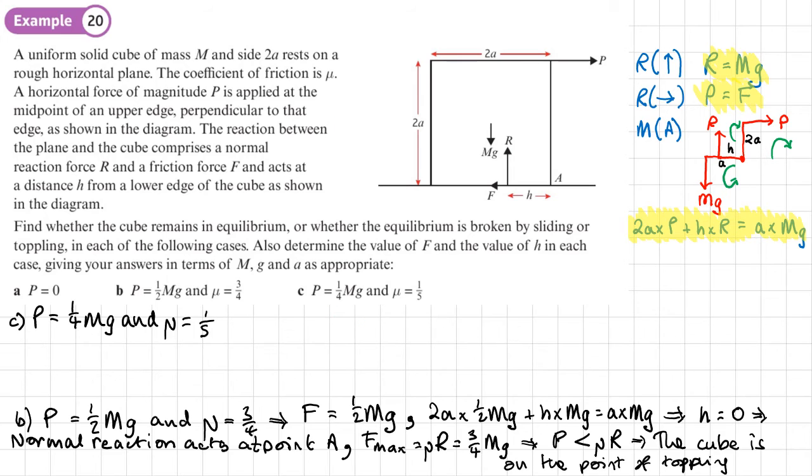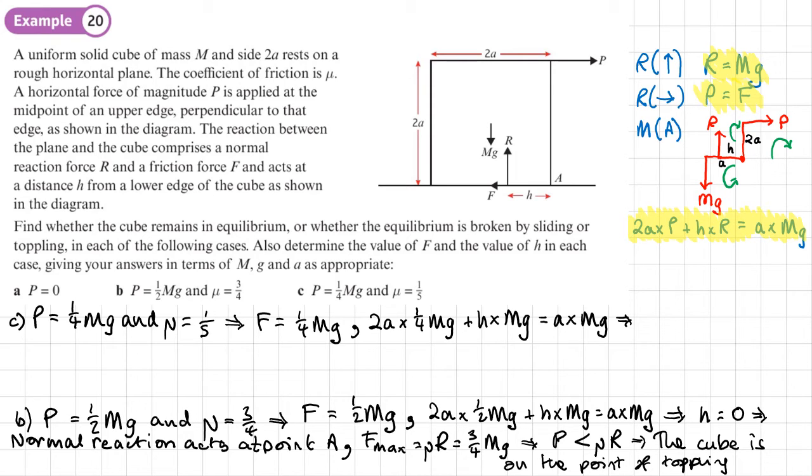And lastly, part C, we have P is equal to 1/4 mg and mu is equal to 1/5. So that gives us F is equal to 1/4 mg using the second equation. Taking moments, using the third equation, we'll have 2a times 1/4 mg, that's P, plus h times r, and r is equal to mg, is equal to a times mg.